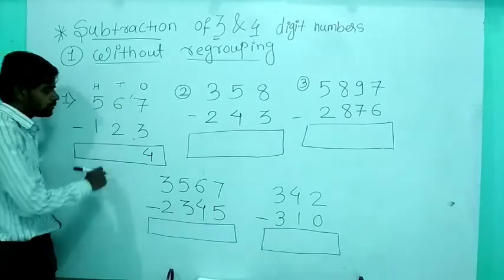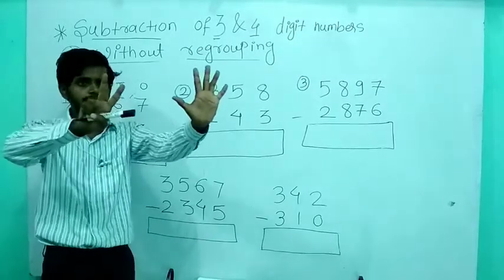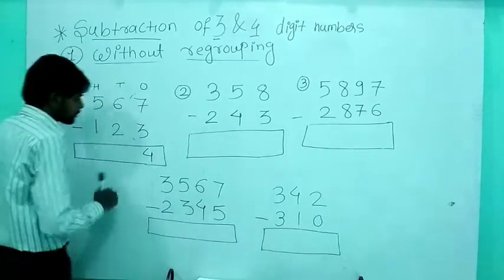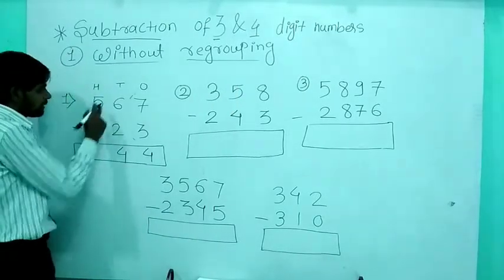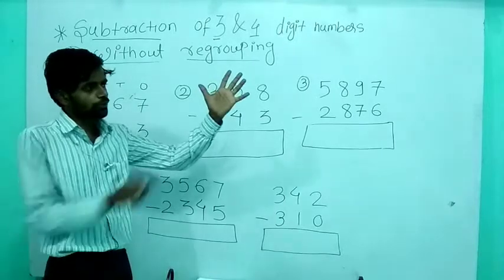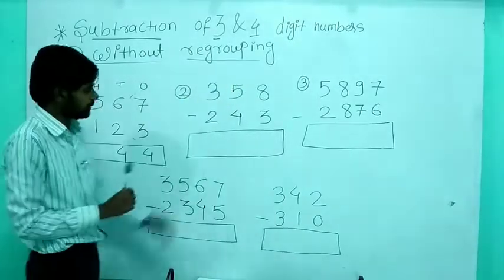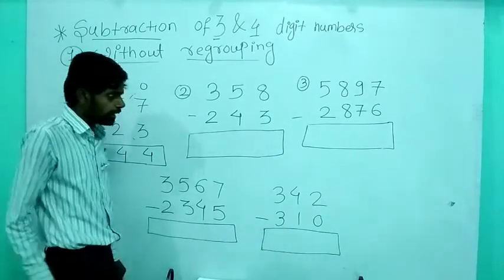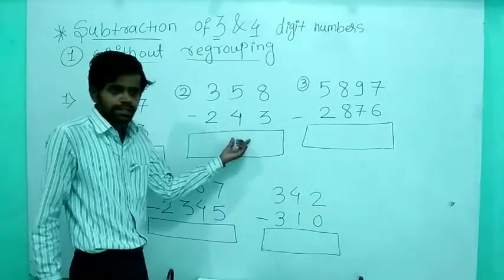6 minus 2, okay, it is 6 minus 2 will give us 4. So we will write again 4. 5 minus 1. Out of 5, if we subtract 1, so it will be 4. The answer is 444. Okay, let's understand the next question.